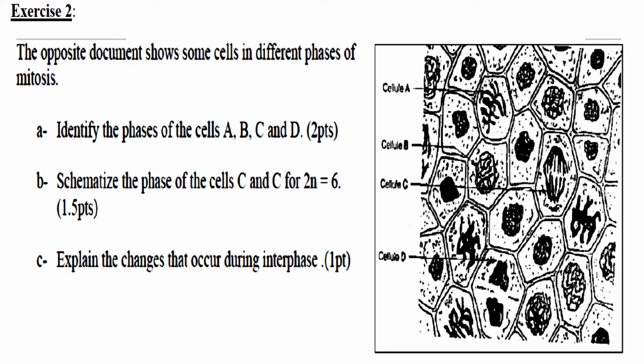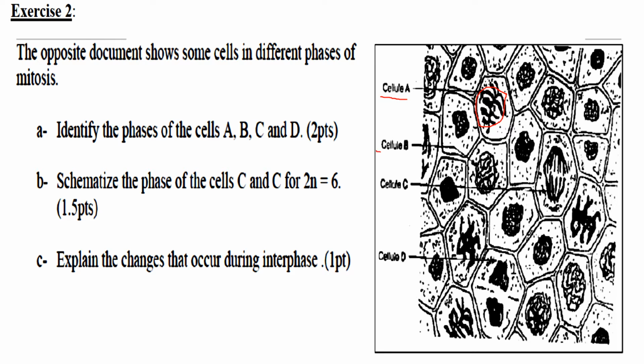Grade 11, this is exercise 2, the worksheet. The document shows some cells in different phases of mitosis. Identify the phases of cells A, B, C, and D. As we can see, the chromosomes are lining up at the middle. So this is metaphase because we have an equatorial plate.